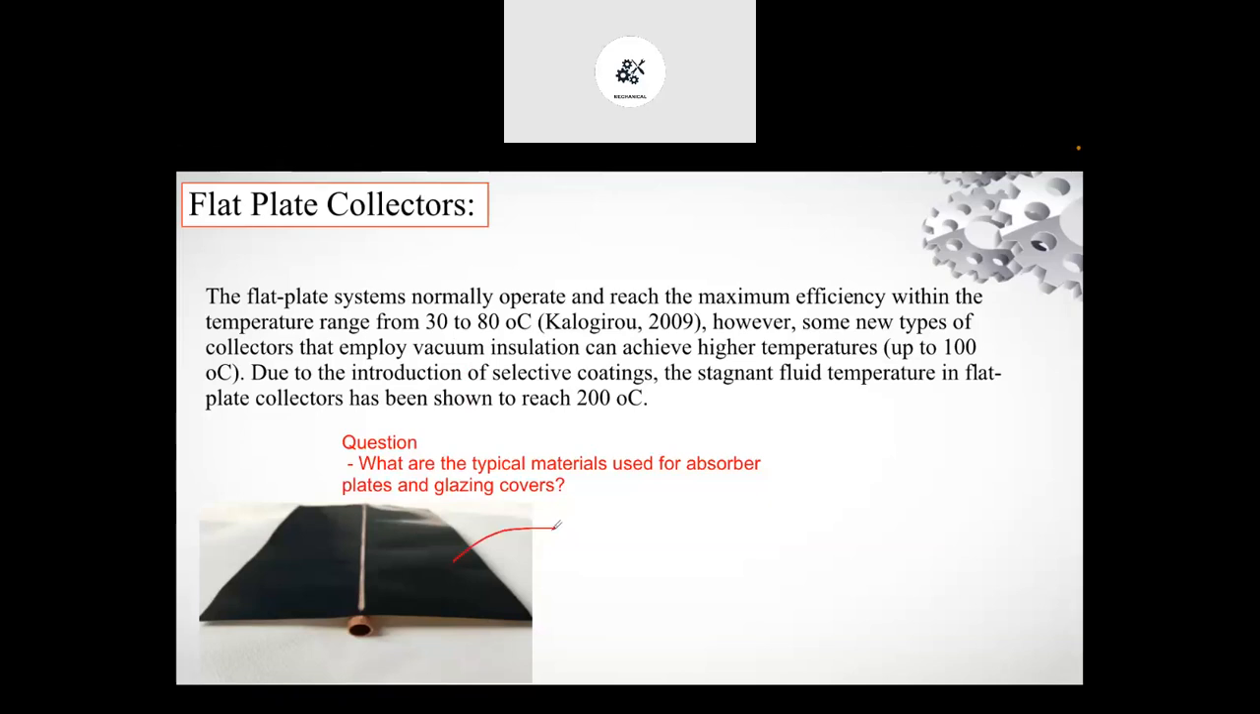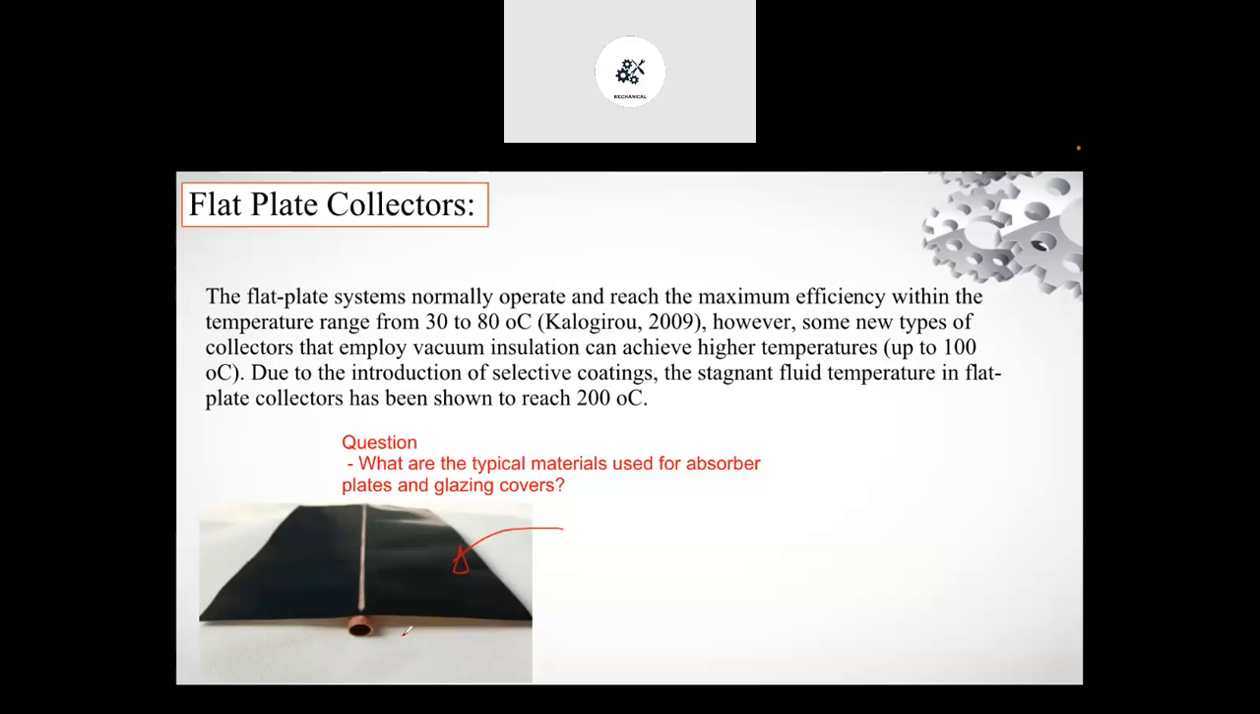Due to the introduction of the selective coating on this particular plate, you will see the stagnant fluid temperature in the flat plate collector has reached up to 200 degrees centigrade. So we are able to increase the temperature of the water passing through this tube by using different methods, by using different systems.